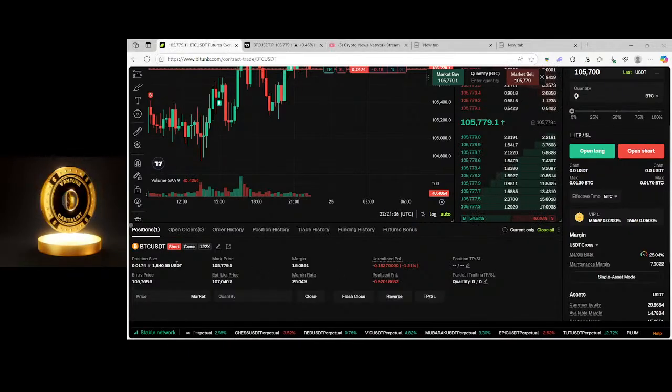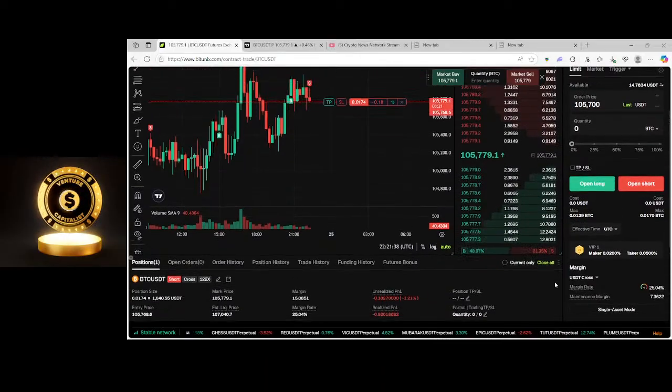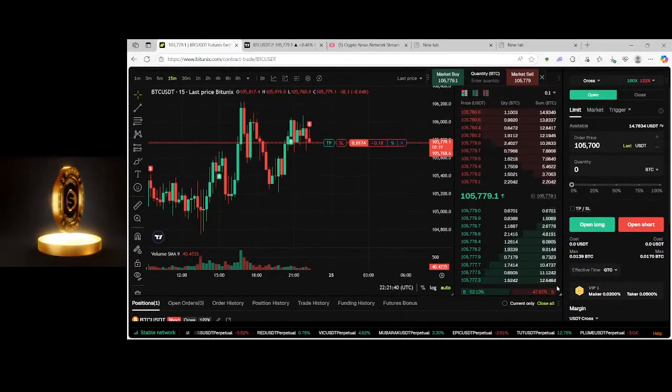If you're doing a long, then the long would just be putting a price that's higher than the current price. So if the price is 105,800, then you put 105,850, right? As long as the price is higher than the current price on a long, it'll enter right away. On a short, it has to be lower than the current price, right?